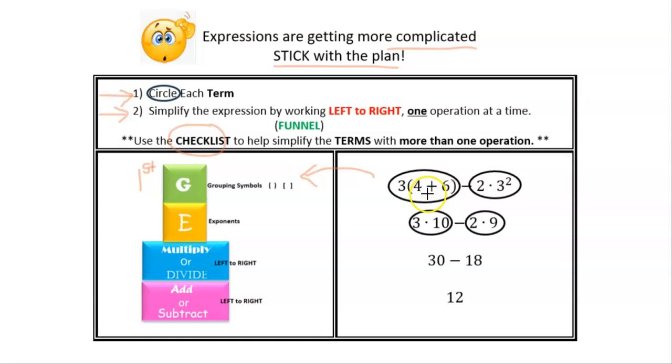Yes, there is. And inside the group is 4 plus 6, which is 10. We do that first, and we bring the 3 down. Now that I've done the only operation inside the parentheses, I can drop them. So this is now 3 times 10. And then you go to the next term, and you look at the next term. Are there grouping symbols here? No.